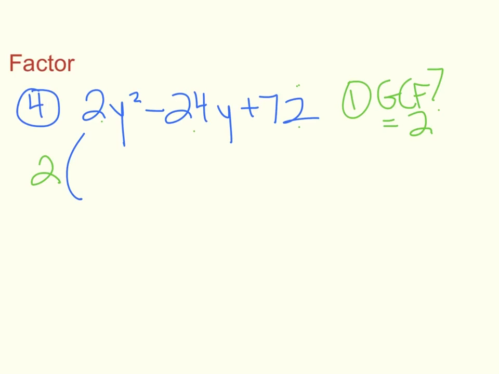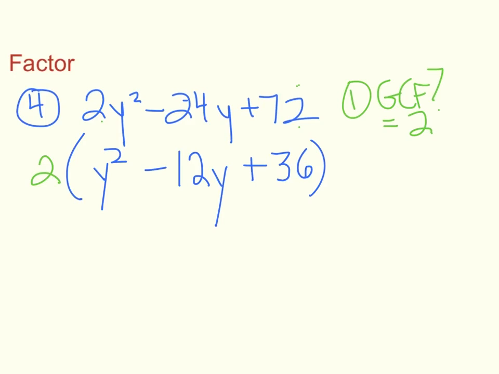Then I want to rewrite everything that's left. So I'm not doing the 2 parentheses thing yet. We're just going to rewrite each term with that 2 taken out. If you take 2 out of this first term, 2y squared, you're left with just y squared. If you take 2 out of the second term, that 24, you're left with 12. And we didn't take any y's out, so we still have that y. And if you take 2 out of 72, you're left with a factor of 36.